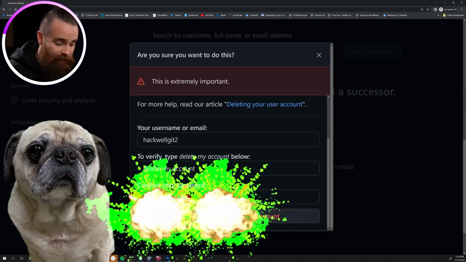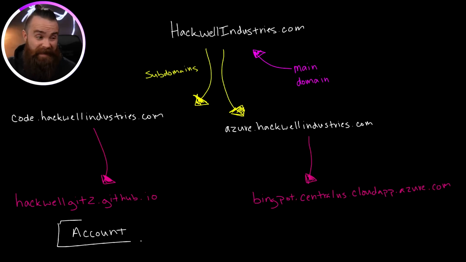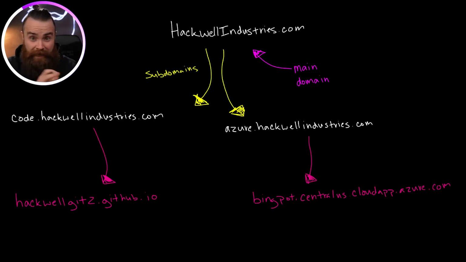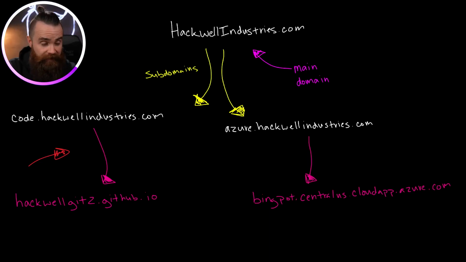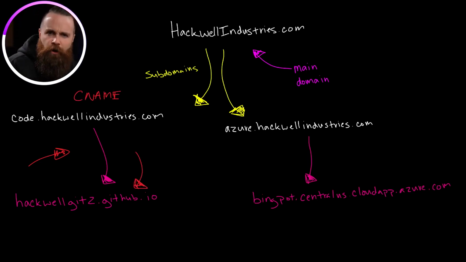But then this happens, and I know this happens all the time. The admin for Hackwell Industries, Bernard, he was told they no longer need a GitHub. So he deletes the account and calls it a day. All good, right? No, it's not. Do you see what he messed up? Do you see what he missed? You see, here's the hack. Yes, Bernard Hackwell deleted the GitHub account that this DNS entry was pointing to. But do you see what's still there? This DNS entry. This is a CNAME entry pointing to this URL. And even though Bernard deleted the GitHub account, the DNS entry is still there.